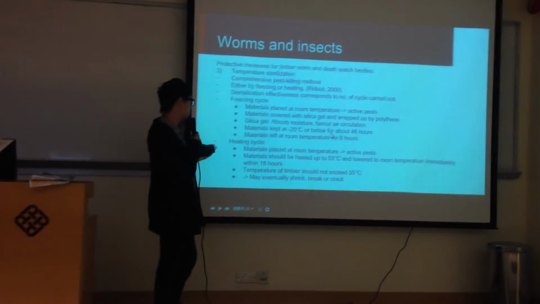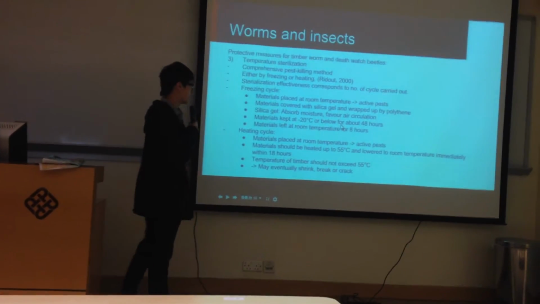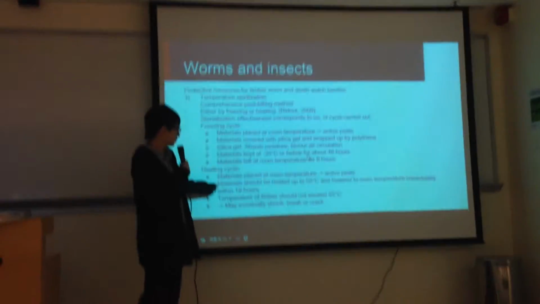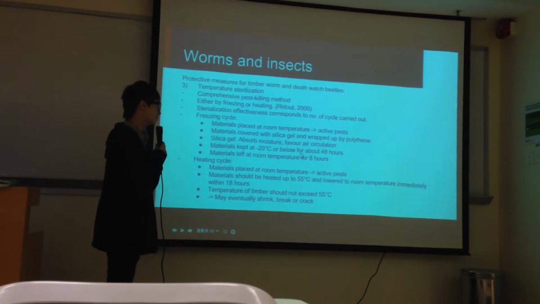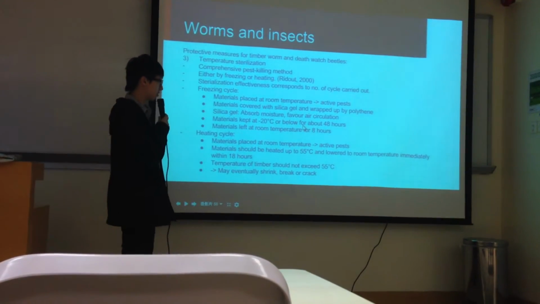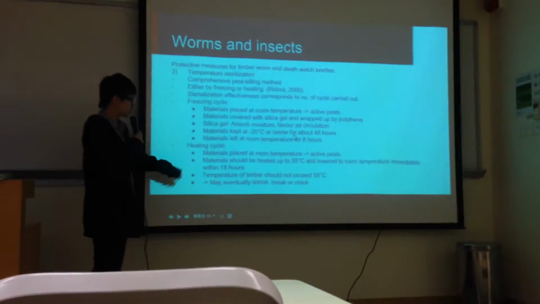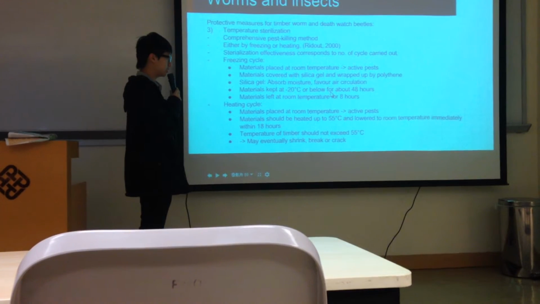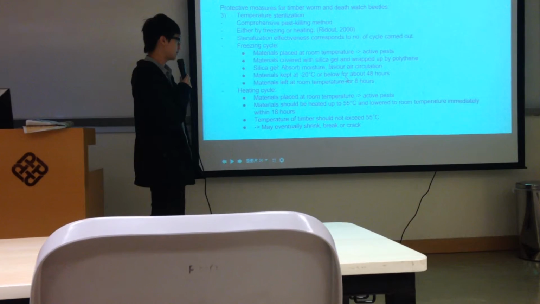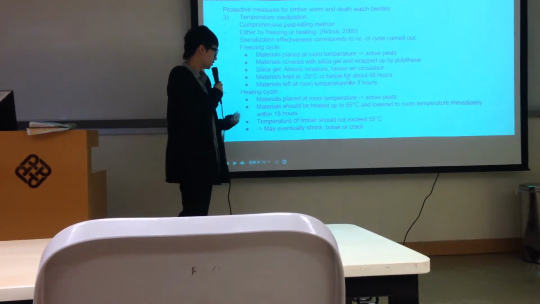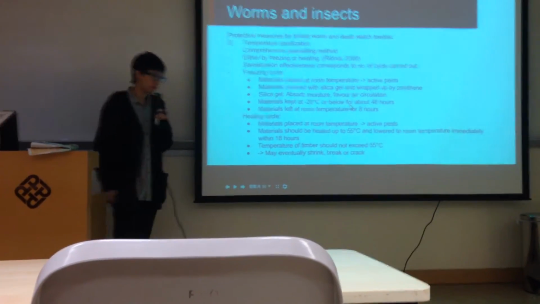Similarly, for the heating cycle, the materials should be placed at room temperature at the very beginning. Then the material should be heated up to 55 degrees Celsius and lowered to room temperature immediately within 18 hours. The word immediately is very important here, since the temperature of timber should not exceed 55 degrees Celsius. If the temperature exceeds 55 degrees Celsius, the internal structure of timber may break down and the material will eventually shrink, break, or crack.